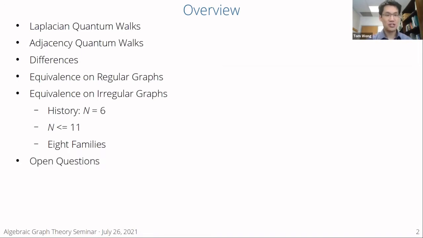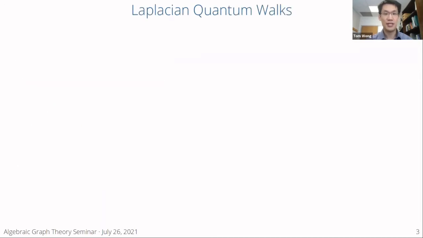Let's start by talking about what a Laplacian quantum walk is. As a physicist, when I think quantum mechanics, the equation that comes to mind is Schrödinger's equation. It's the fundamental equation of quantum mechanics. It's i ħ times the time derivative of psi is equal to the Hamiltonian times psi. i is just the square root of -1. ħ is Planck's constant over 2π. It's just some number.